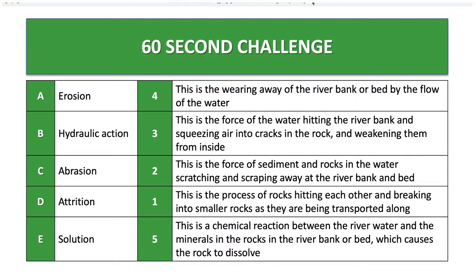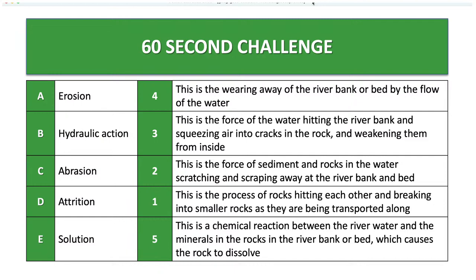Super. So I've already given you the definition of erosion. It's simply the wearing away of the riverbank or bed by the flow of the water. So our first one is hydraulic action, which is the force of the water hitting the riverbank and squeezing the air into the cracks in the rock, and it weakens them inside. You've got to have fast flowing water here to be creating hydraulic action. And again, if you're thinking about comparing it to the coasts when we're talking about erosion, it's caused by those big destructive waves.